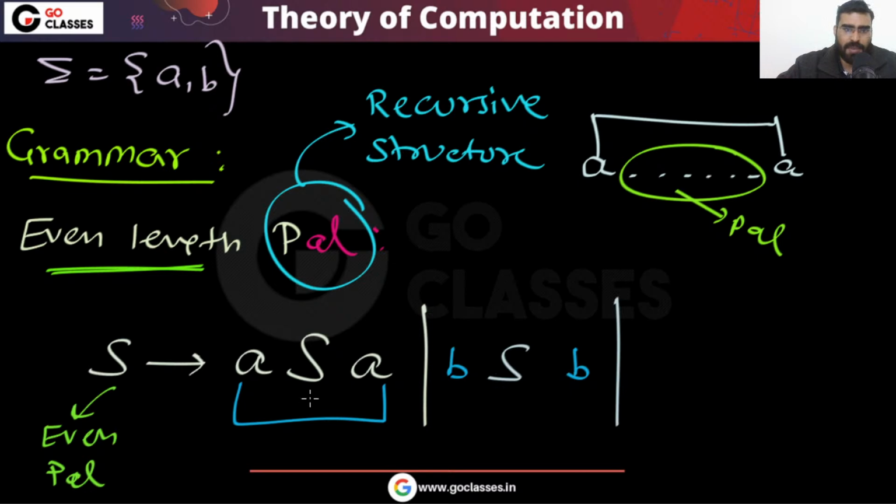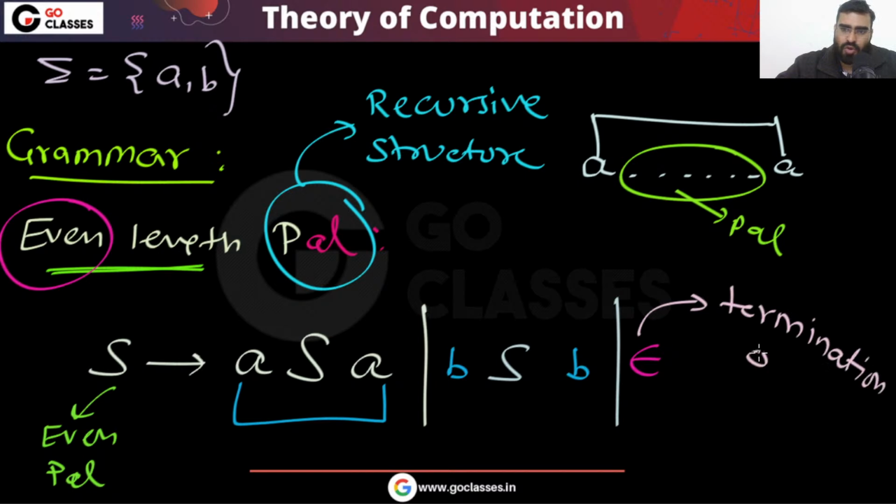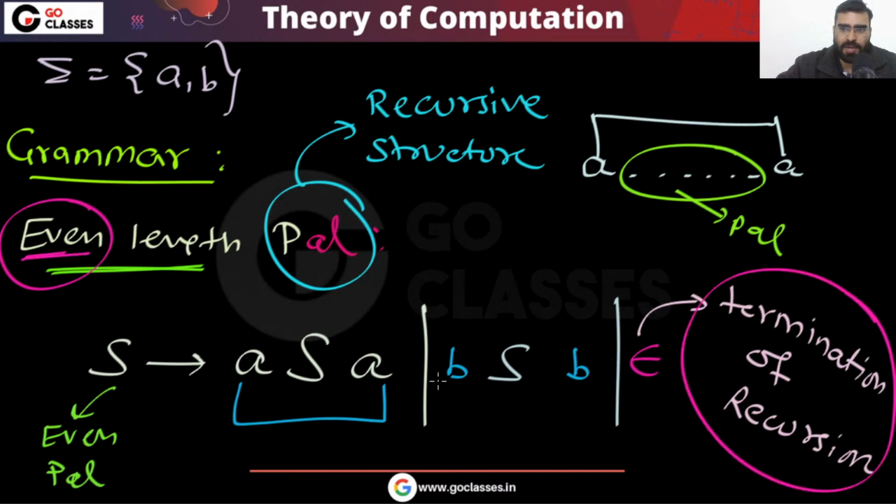Because we want even palindromes, finally the termination will happen. This is the termination of recursion. The termination of recursion will happen by the empty string, because you want even length palindromes. That is the reason termination of recursion happens by empty string.